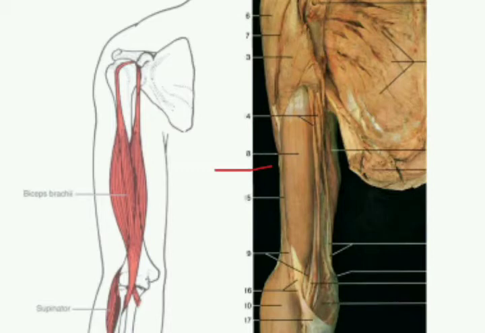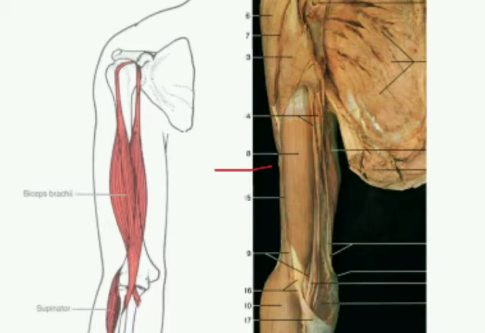In this segment we will see the MMT for supination and pronation of the forearm. As we know, biceps brachii and supinator play the major role in supination. So in this segment we will check the muscle power, or MMT, for biceps brachii and supinator.